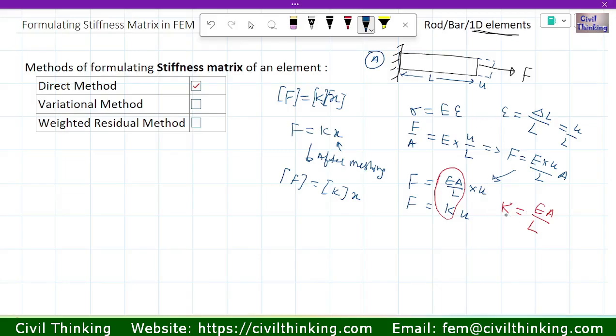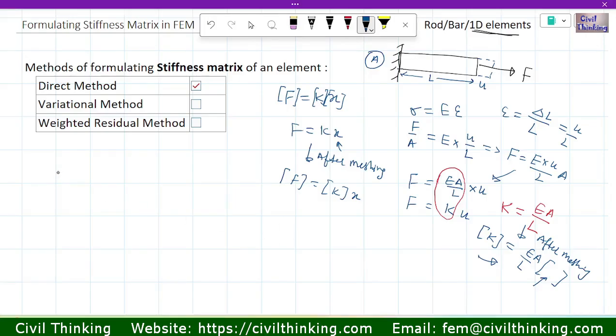So when we do the meshing, this k is going to be like this, and there will be another matrix. After meshing we will get something, and in this video lecture we will see what we get here. So let us do the meshing.